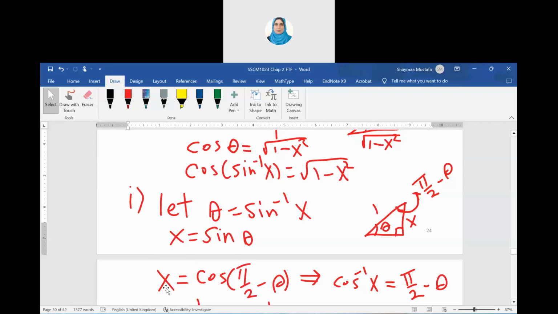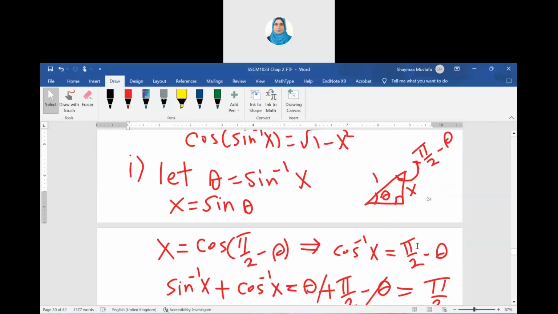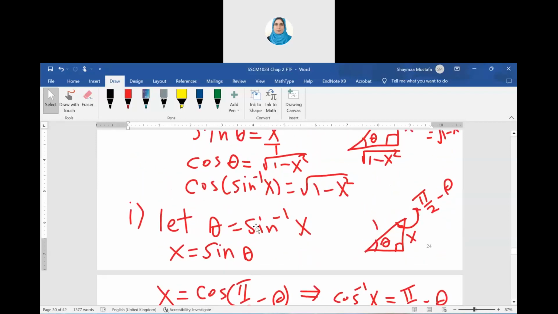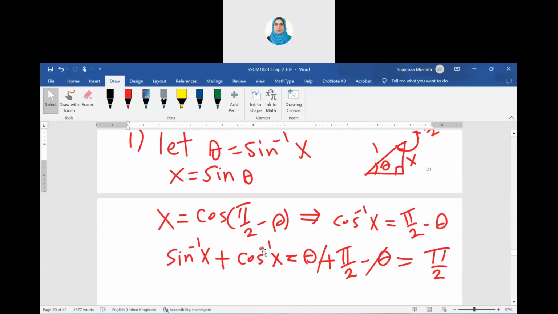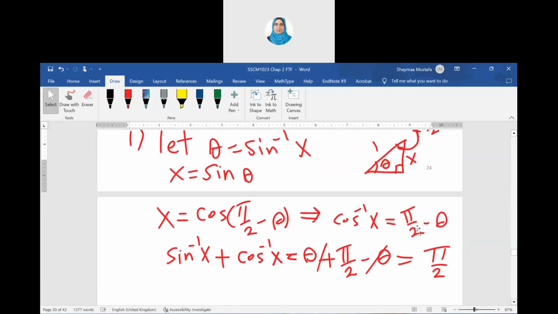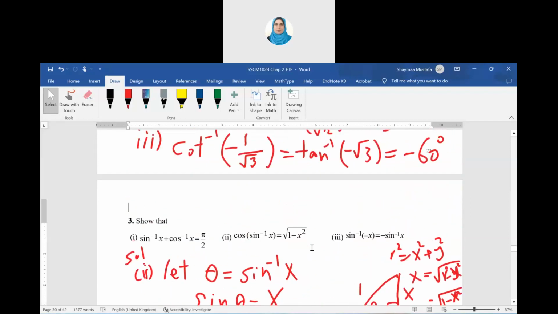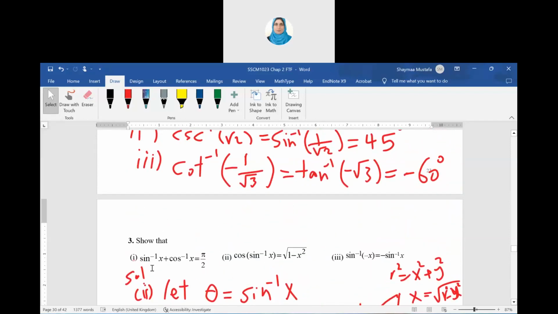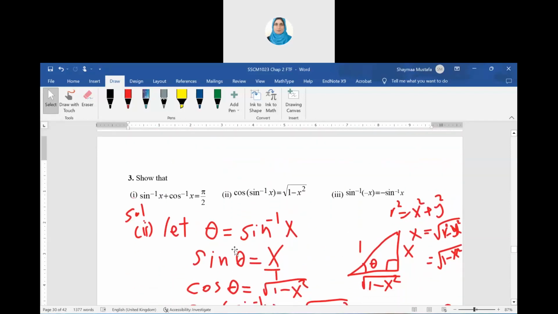This relation means that cos inverse x is also equal to pi over 2 minus theta. Now you can sum sine inverse x plus cos inverse x. Sine inverse x is theta. Cos inverse x is pi over 2 minus theta. So theta plus pi over 2 minus theta is pi over 2. This is how we prove the first one.